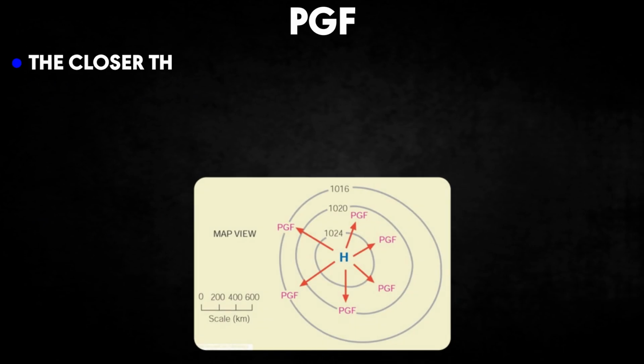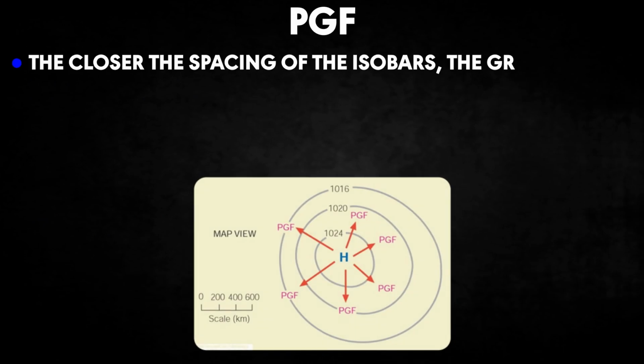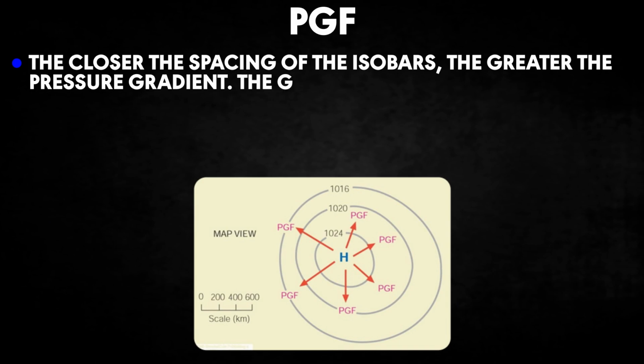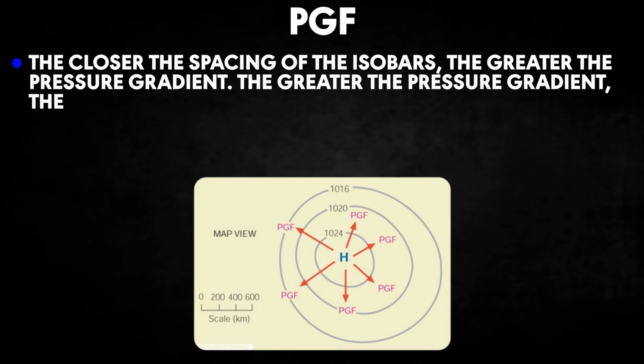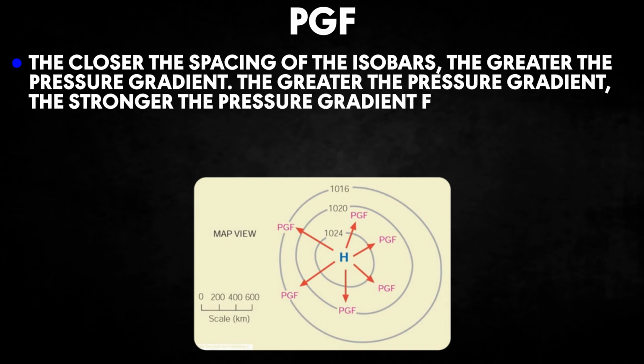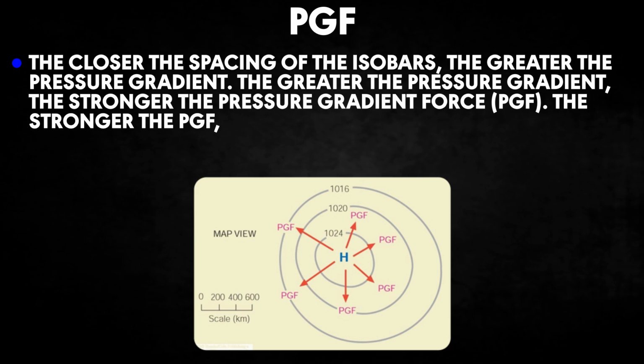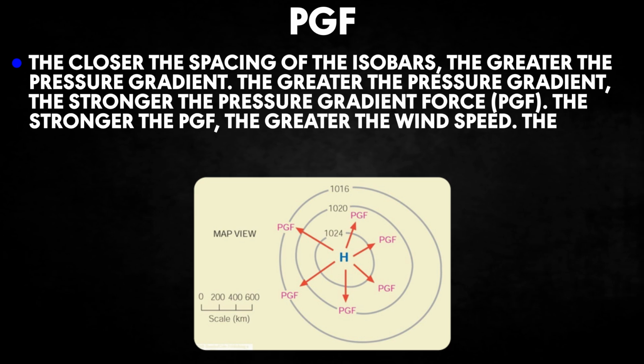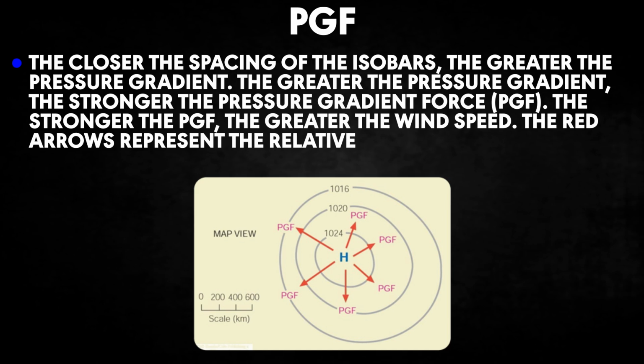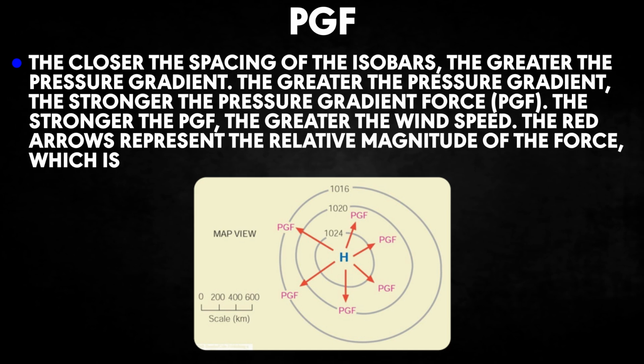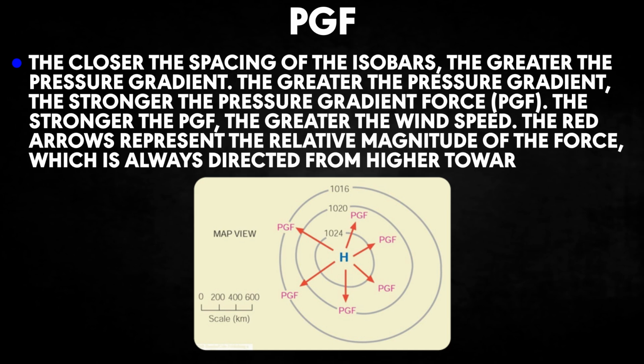The closer the spacing of the isobars, the greater the pressure gradient. The greater the pressure gradient, the stronger the pressure gradient force, PGF. The stronger the PGF, the greater the wind speed. The red arrows represent the relative magnitude of the force, which is always directed from higher toward lower pressure.